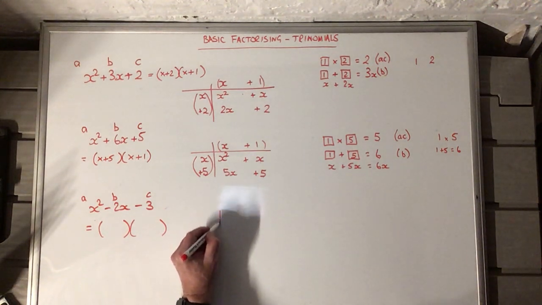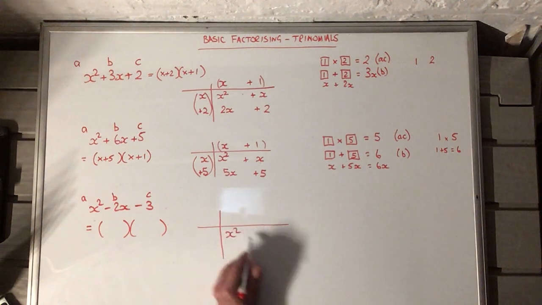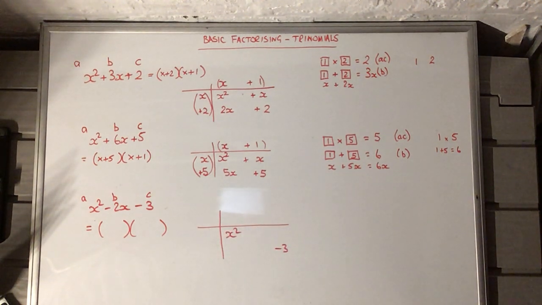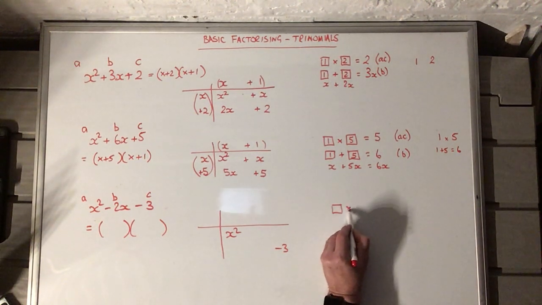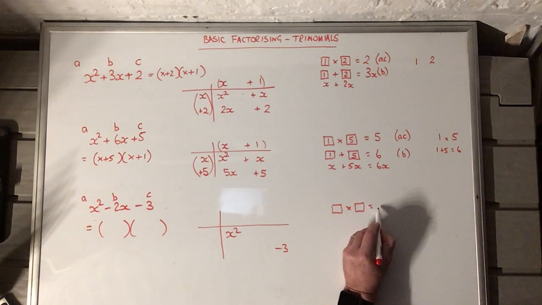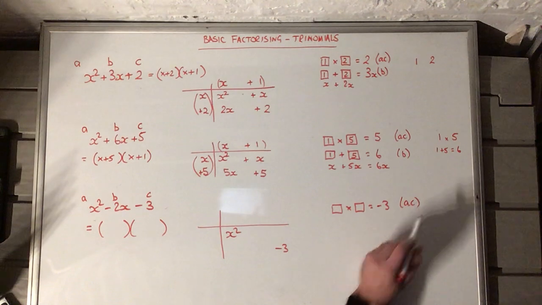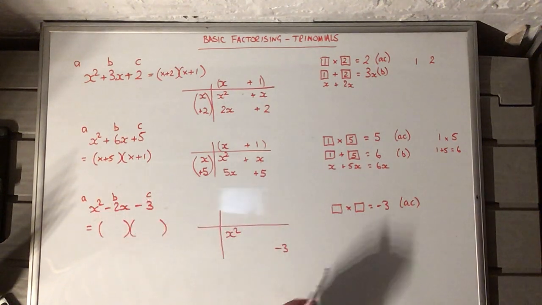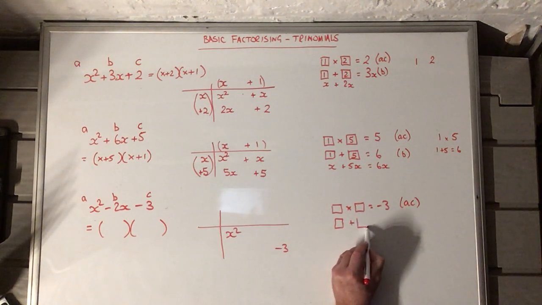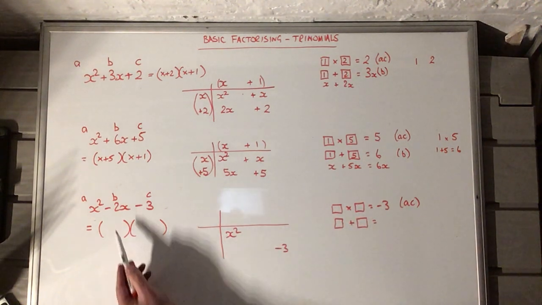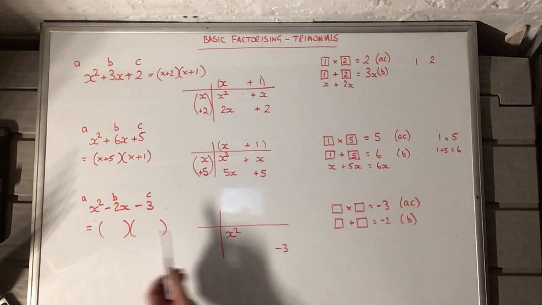But here we go. Grid. So x squared here and a -3 here. And we need two numbers that are going to multiply together to give me -3. Remember, that's a times c in the equation. And the same two numbers must add to give me the b term, and the b term is -2.